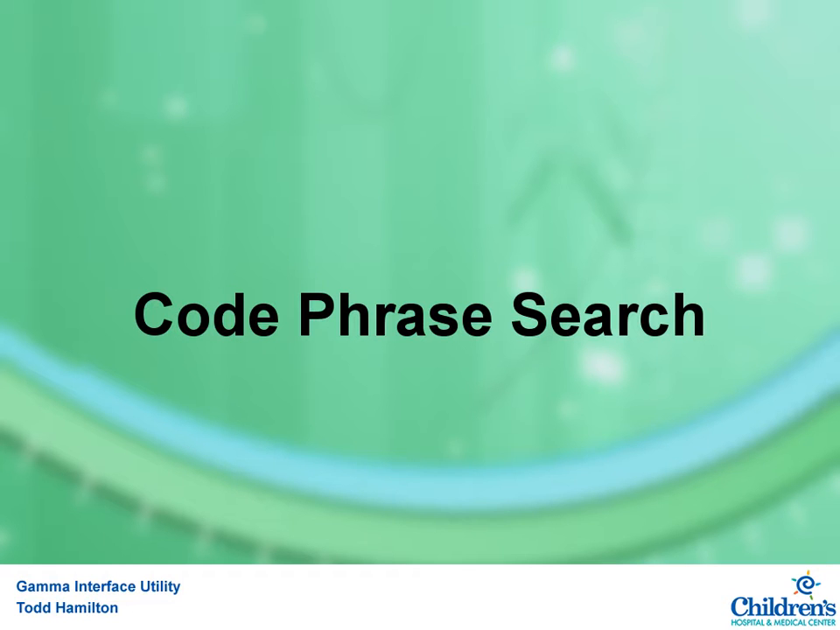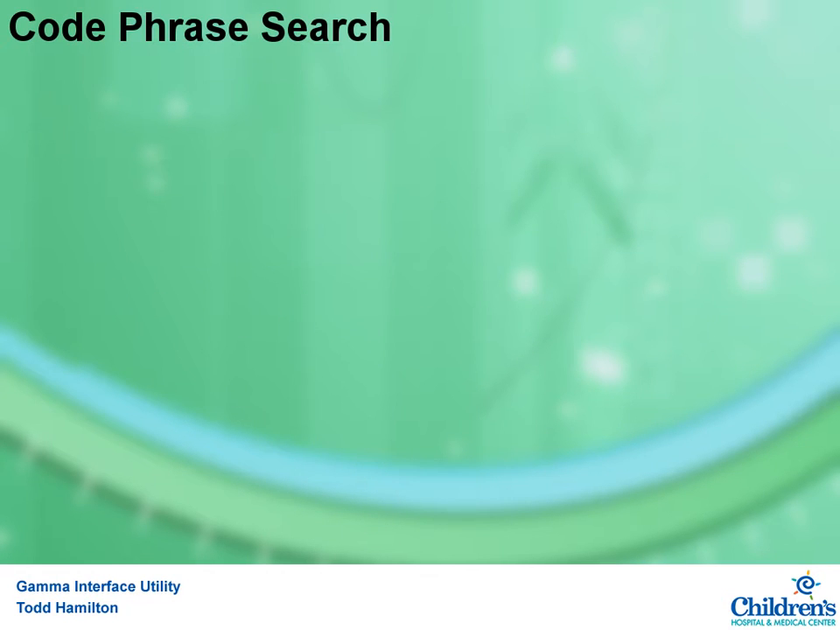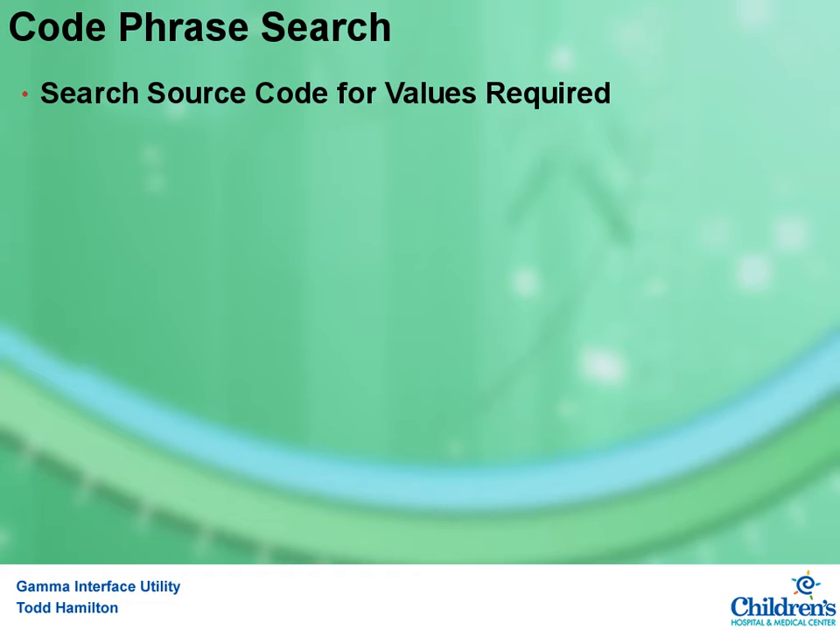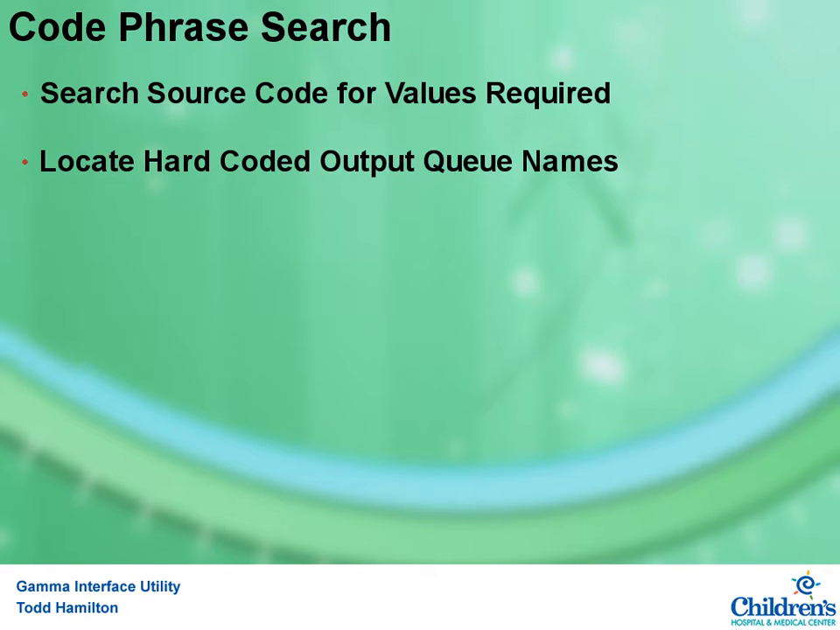There have been several occasions where we found it necessary to identify translators that have certain values embedded in the code. For instance, we needed to find all the translators that had output queue names hard-coded within the translator. Another example was certain Allscripts translators performed a database lookup on a certain database. We needed a way to find all translators that referenced the SQL Server database.